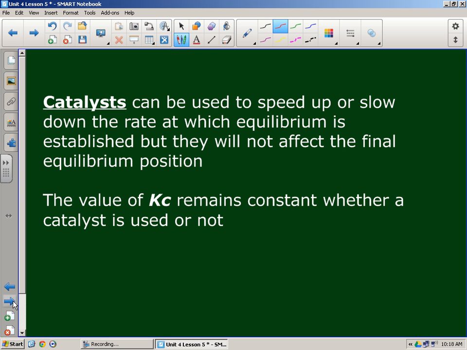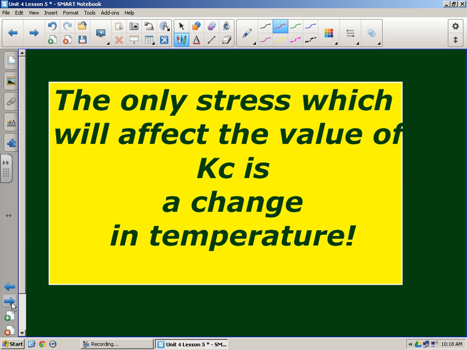Catalysts can be used to speed up or slow down the reaction rate at which equilibrium is established, but they will not affect the final equilibrium position. You might get to equilibrium faster, but once you get to equilibrium, it's going to be the same as it was before. Kc remains constant for all these things, catalyst or not. And the main thing we have to remember, because there's always a question on this, is that the only thing that affects Kc, the only thing that affects that number, is a change in temperature. So Kc is only affected by temperature change, all right?